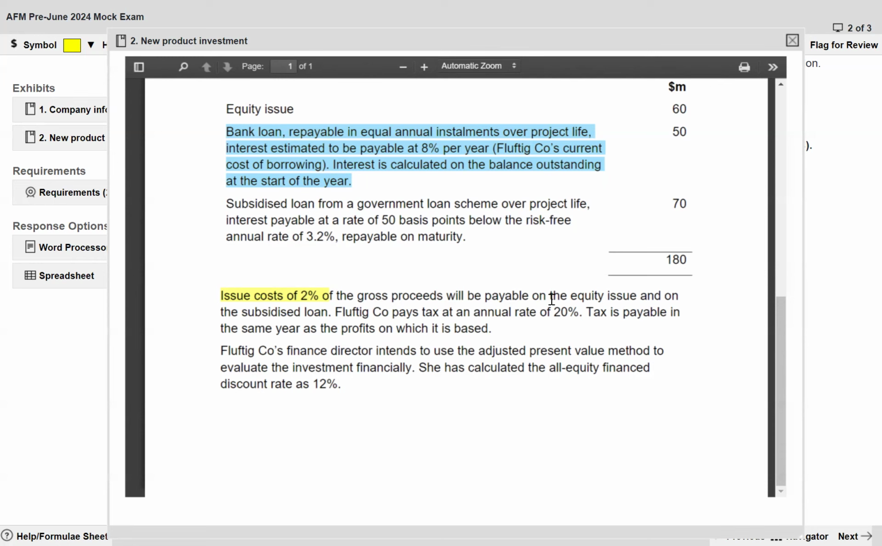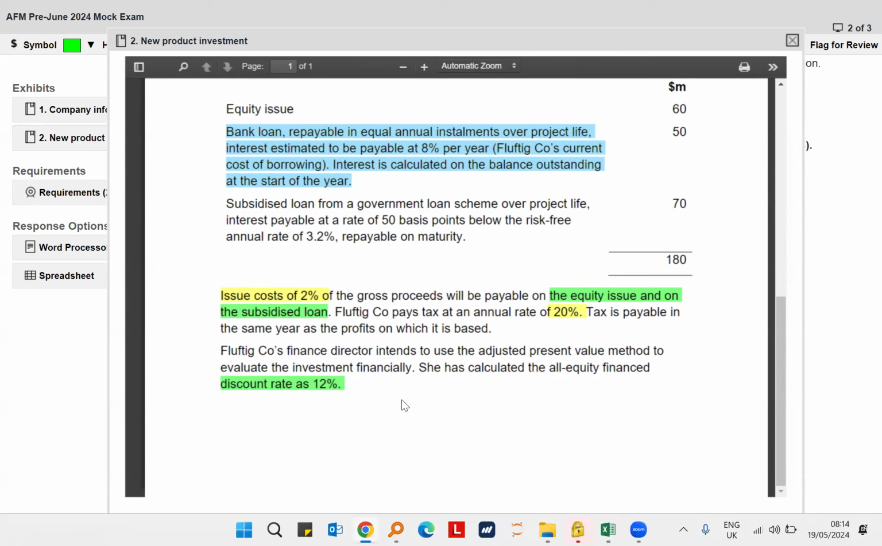Then the tax payable is 20%, and it's payable in the same year. The finance director intends to use the adjusted present value method. And the cost of the equity financed part is 12%. As we said, in such a situation, we are going to have to calculate the NPV, the base case NPV. Then we bring in the financing side effects.